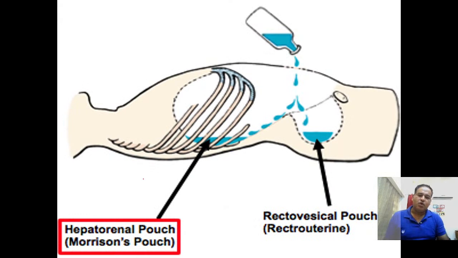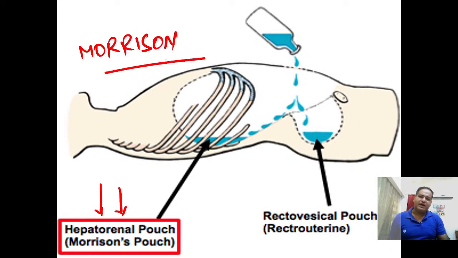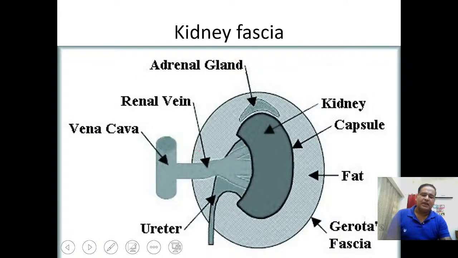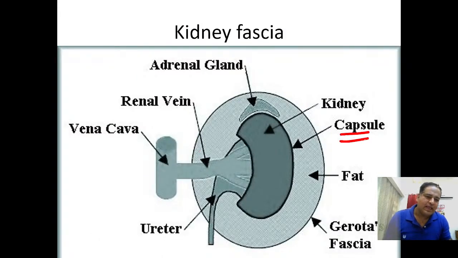Now, we've read this in the trauma class probably, and also in the class on the liver. What is this? The hepatorenal fossa, also called Morrison's pouch, the space between the liver and the kidney. This is the most dependent part in a horizontal patient. So if there is any kind of bleeding, let's say hemoperitoneum, it will all settle in this area. Now you see, the kidney has a true capsule, which can be easily stripped off.